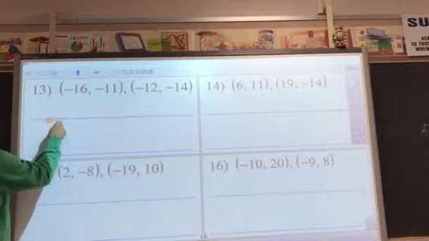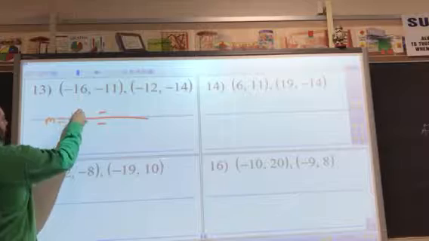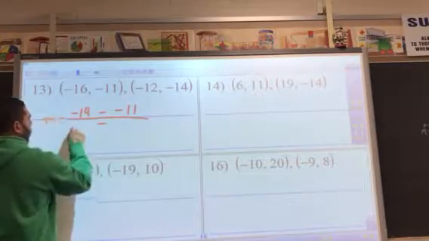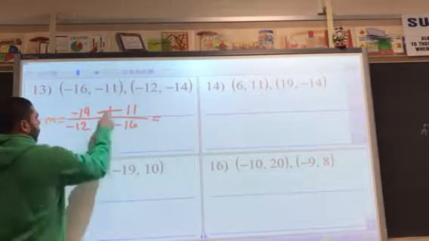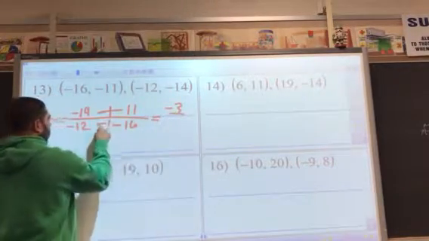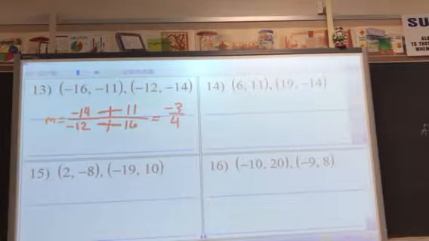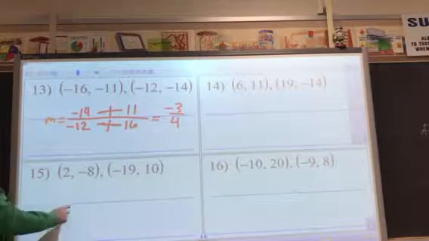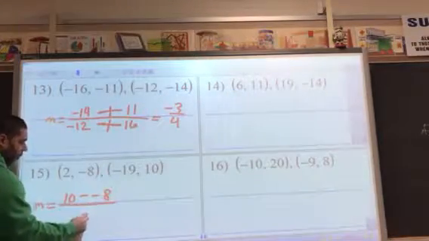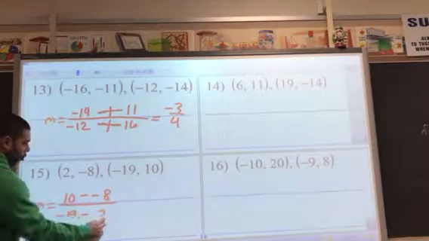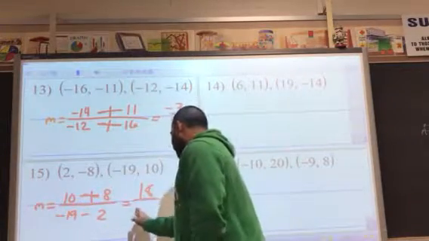All right, 13. We should have -14 minus -11 on the top, -12 minus -16 on the bottom, minus negative, it's -3. Be -3/4. Skipping down to 15. I should have set this up. I should have had 10 minus -8. I should have had -19 minus 2. It's going to be 18. It's going to be -21.